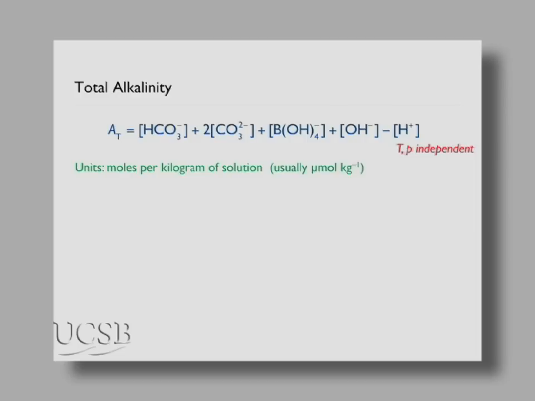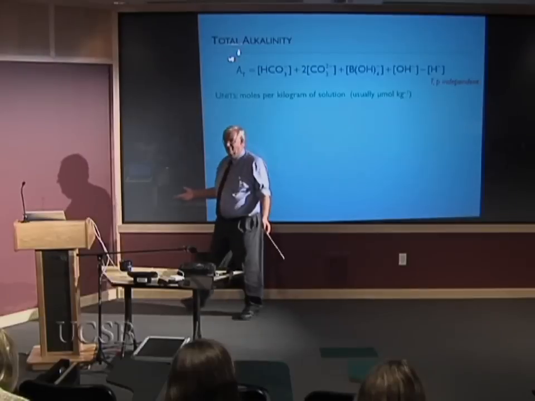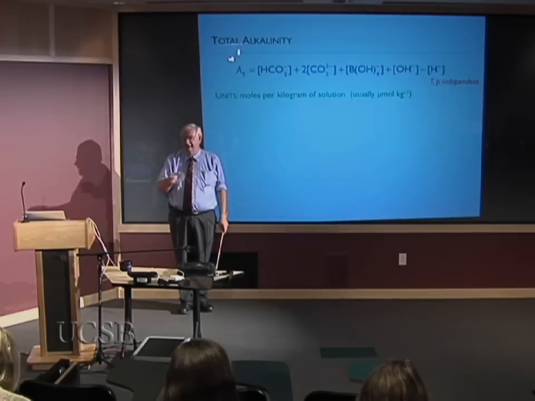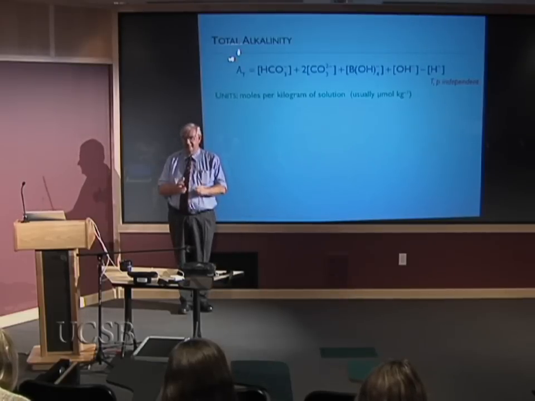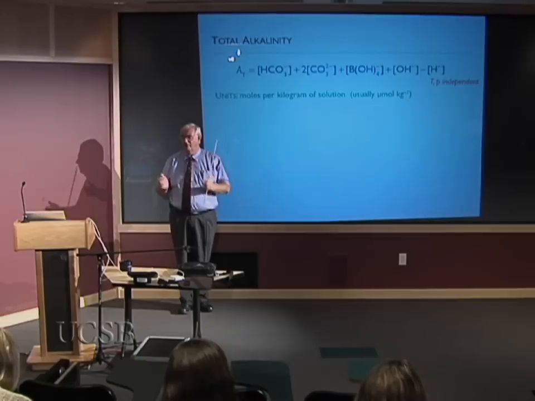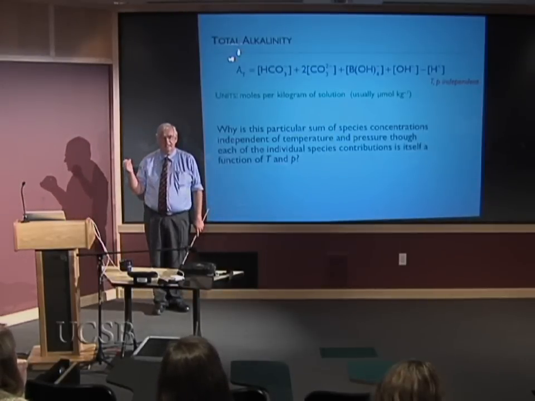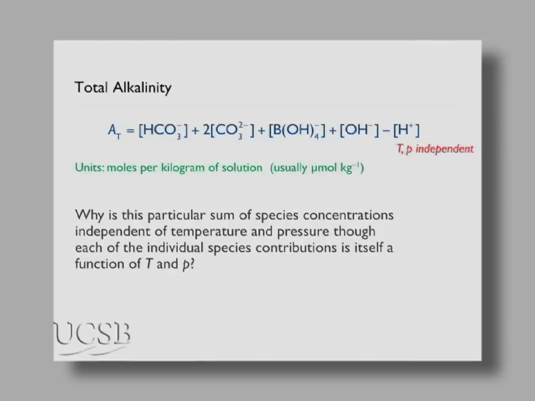I'm not sure about you, but certainly my first glance at that was, how in the hell could that be so? Because every one of these species is temperature and pressure dependent. It's not like total carbon, where at least you can say, yeah, I'm keeping track of carbon atoms. I know what's happening here. I can see that if I have a closed system, I don't gain or lose any carbon atoms. So one of the interesting questions is, why is this particular sum of species independent of temperature and pressure?